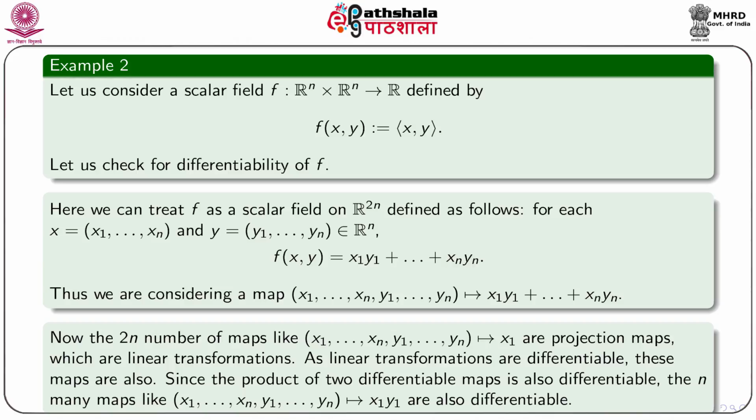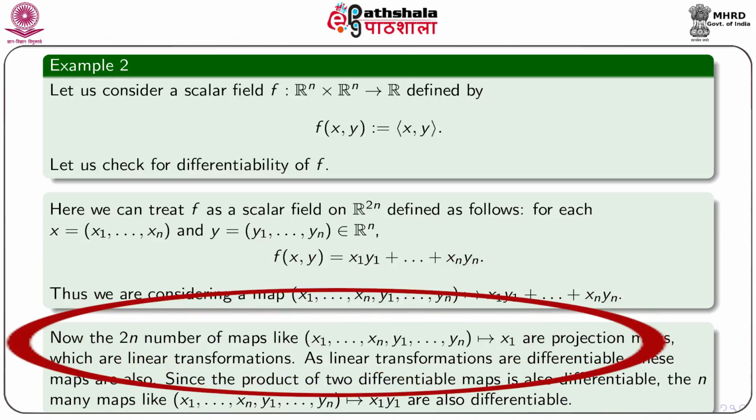Now, we can treat f as a scalar field on R^2n defined as follows. We take x equal to the n-tuple x1 up to xn and y equal to y1, y2, up to yn. By definition, f(x, y) equal to x1 y1 plus up to xn yn. So, we are considering a map R^2n to R as (x1 up to xn, then y1 up to yn) goes to x1 y1 plus up to xn yn.